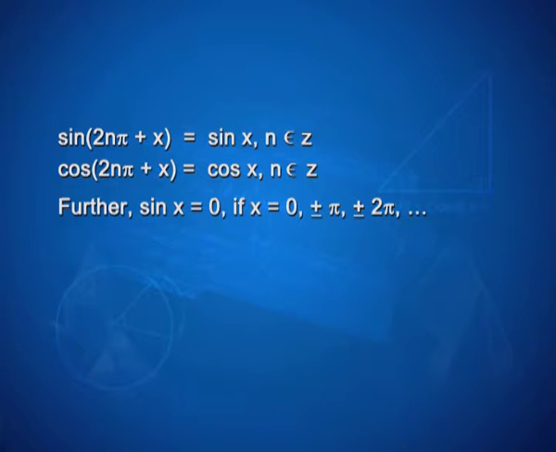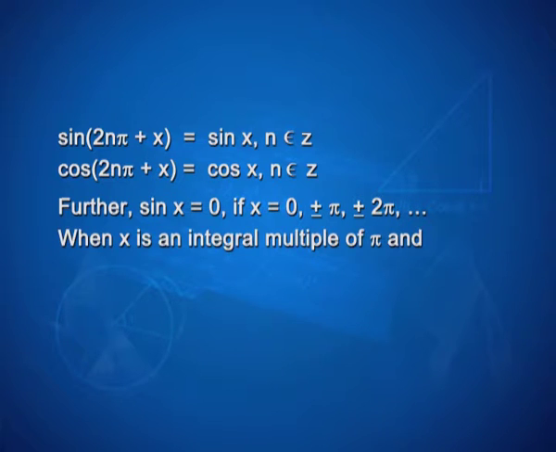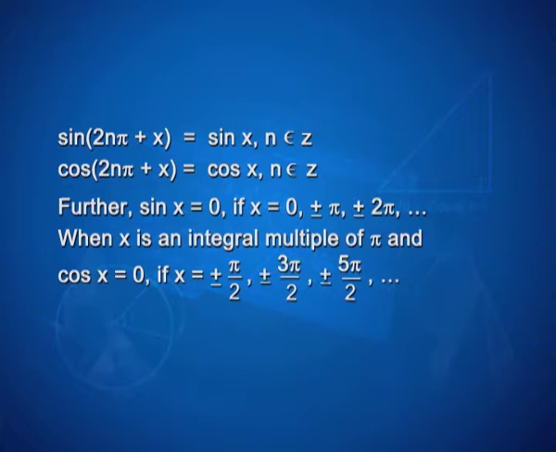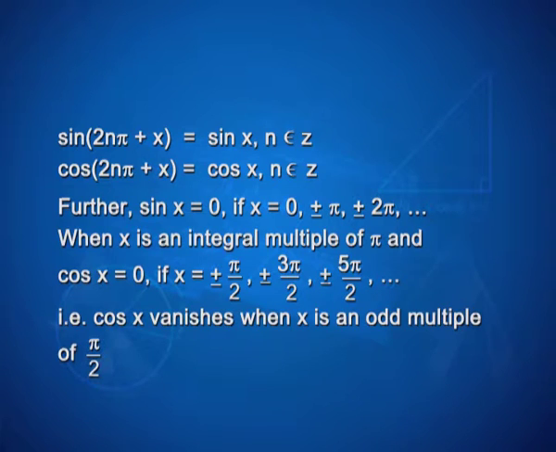Further, sin x is equal to 0 if x is equal to 0, plus or minus pi, plus or minus 2 pi, plus or minus 3 pi and so on, when x is an integral multiple of pi. And cos x is equal to 0 if x is equal to plus or minus pi by 2, plus or minus 3 pi by 2, plus or minus 5 pi by 2 and so on. That is, cos x vanishes when x is an odd multiple of pi by 2.